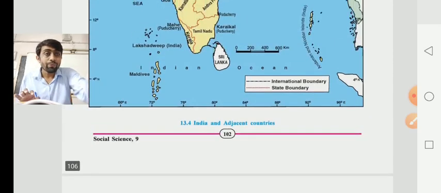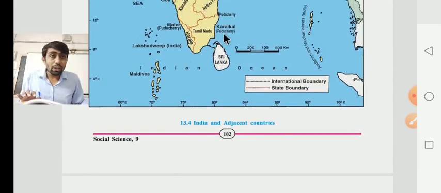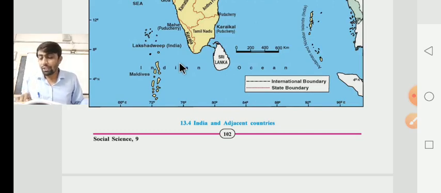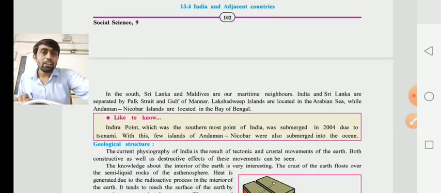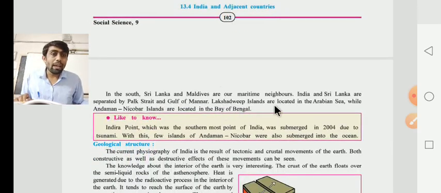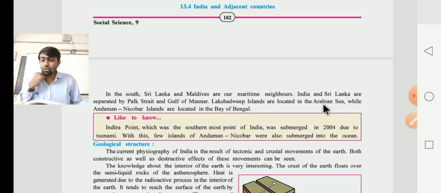It means from this location of the area, the Palk Strait and the Gulf of Mannar separate India and Sri Lanka. Here the Gulf of Mannar is there, here the Palk Strait is there. That's why India and Sri Lanka are separated in that area. And the Lakshadweep Islands are located in the Arabian Sea.